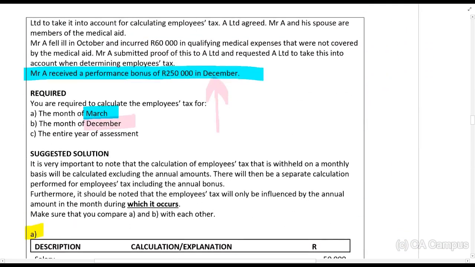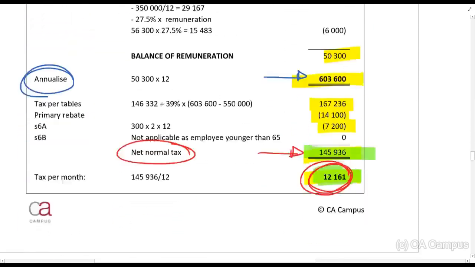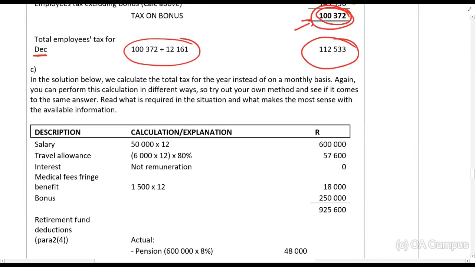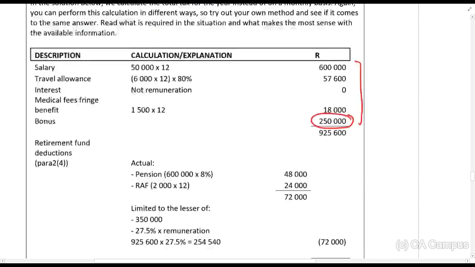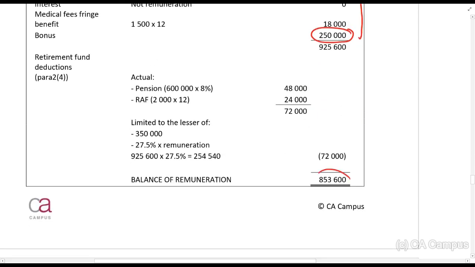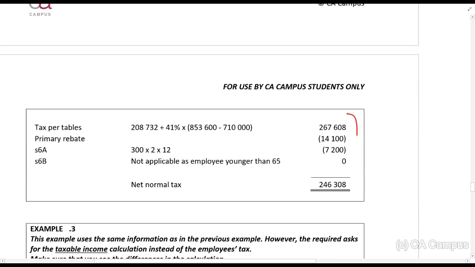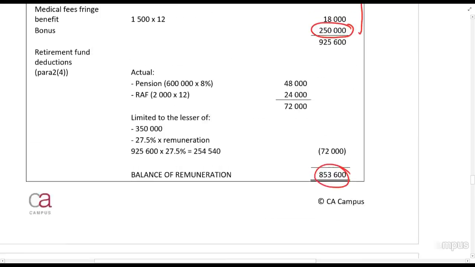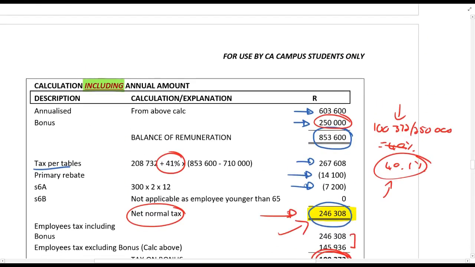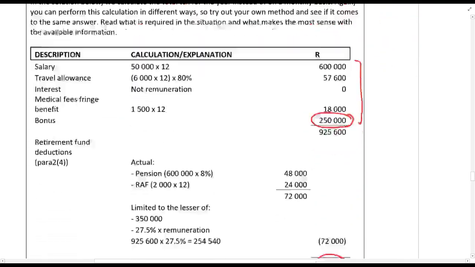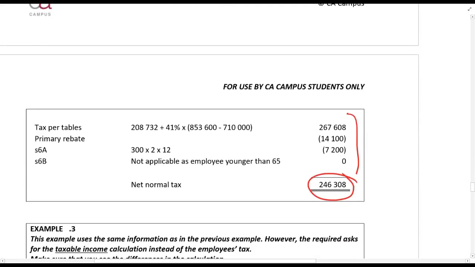See then, guys, if the question had to ask you to do it for the entire year of assessment, what is the employee's tax for the entire year of assessment? Then you don't have to split it up like we did. You can then do everything for the year. I want you to see, look, there's the 250,000. Balance of remuneration is now higher. Calculate the tax on that. 246,308. That was the same as in part B. The total amount. This is the tax, if we say the employee's tax that will be for the entire year, this is what would be calculated.